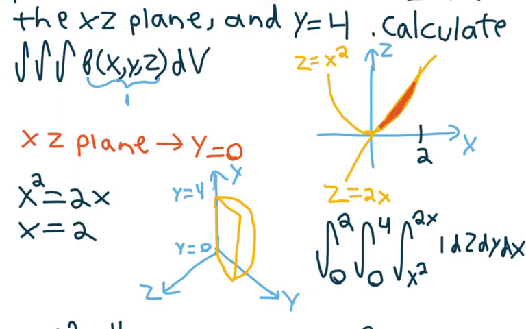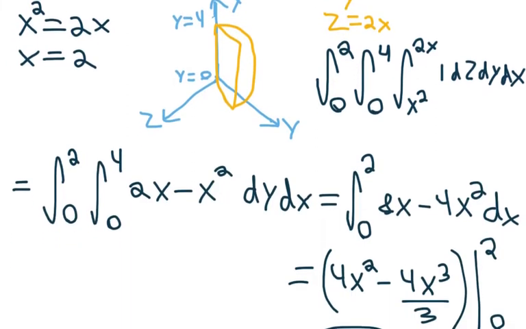Now we're going to solve the triple integral. For x, it goes from 0 to 2. For y, it goes from 0 to 4. And for z, it goes from x squared to 2x. We're going to solve it the same way as we solved a double integral. First, we do the inner integral, which works with dz. Then the other inner integral with y. And then the outer integral with x.